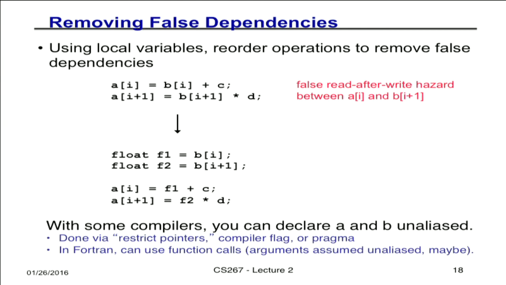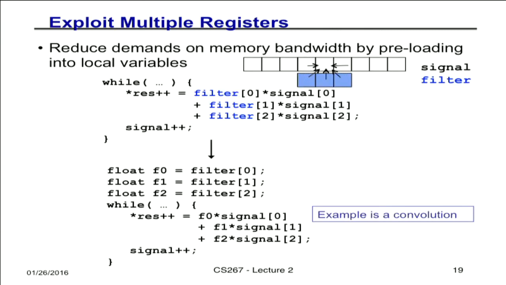There's other things that you can do in C, like you can put the restrict keyword on pointers. You can use various compiler flags or pragmas or things like that to try to coax the compiler into understanding that A and B are really different arrays and don't overlap at all. Okay? I know you're really excited about this now.